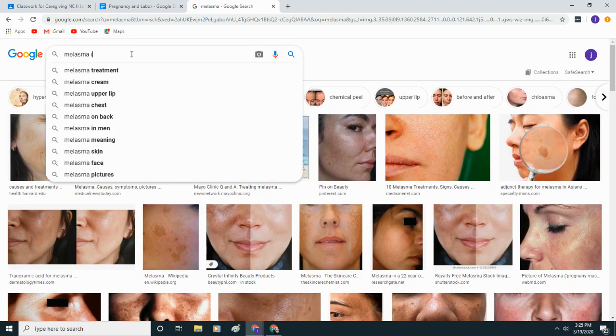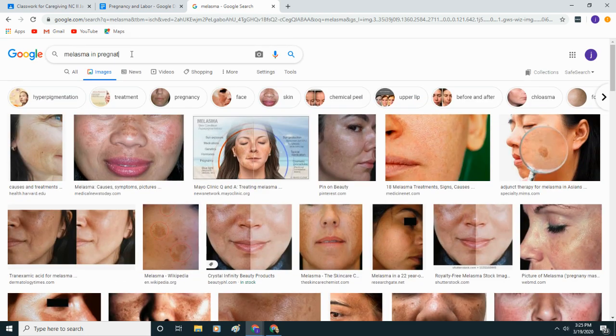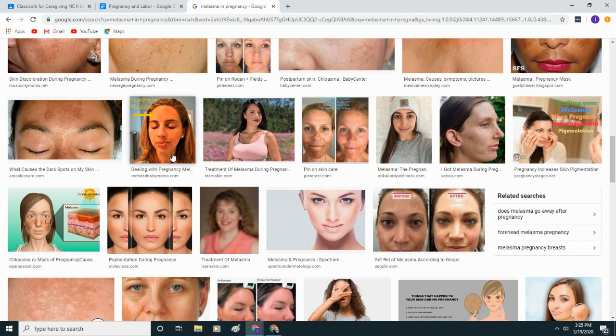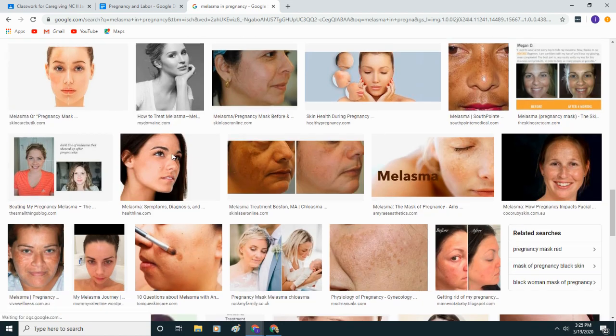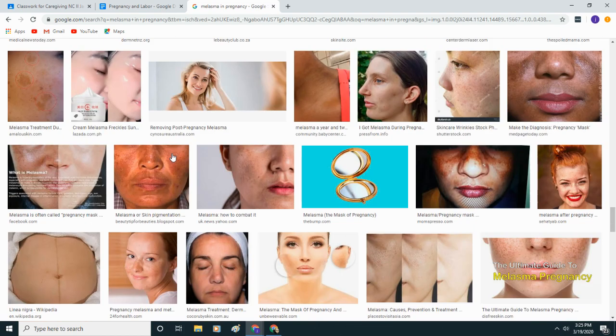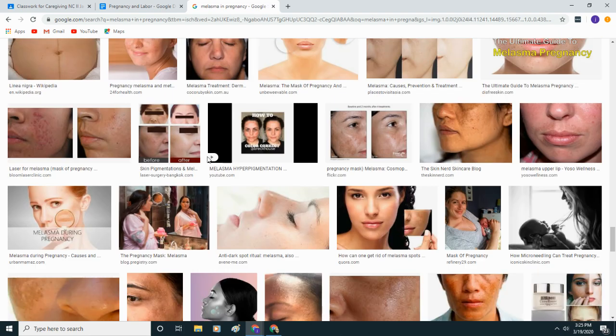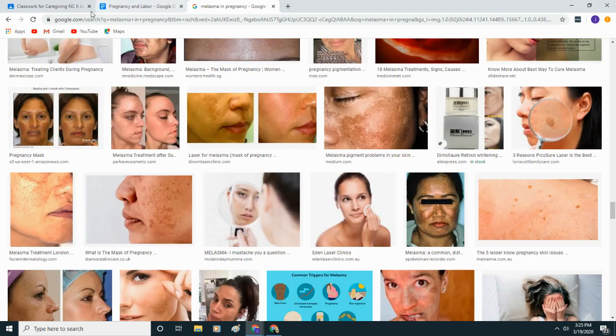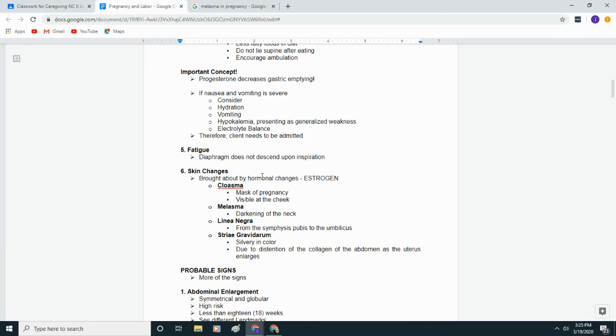Melasma in pregnant. So there are no pictures of melasma, but there are changes of colors in the neck. So that is what you call melasma. Okay? So cloasma again is the mask of pregnancy. Melasma is darkening of the neck.